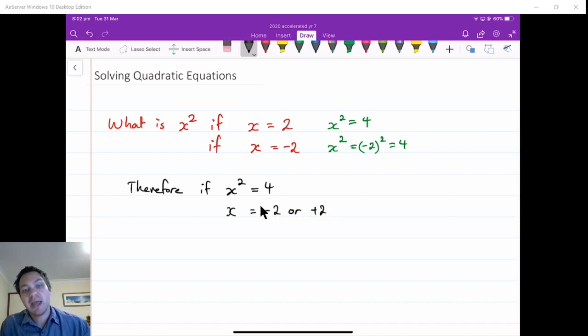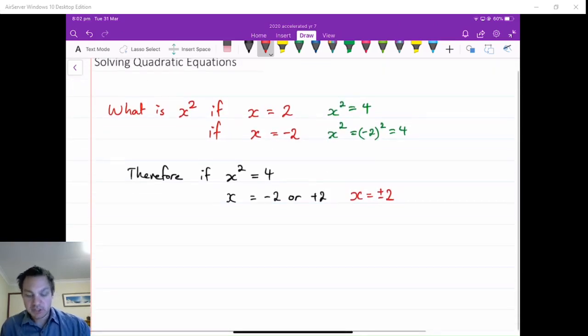How we show this is we write x is equal to plus or minus 2. There's a symbol that we use, the plus or minus symbol. It's saying x is plus or minus 2, two answers that make that true. If x squared is equal to 4, then x is plus or minus 2.